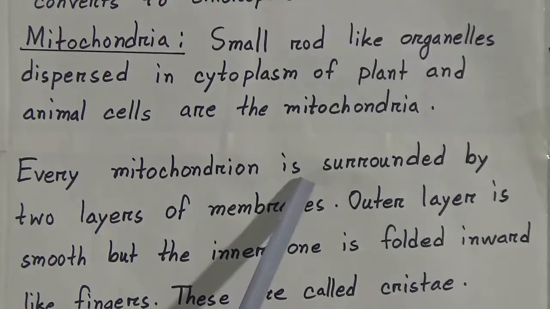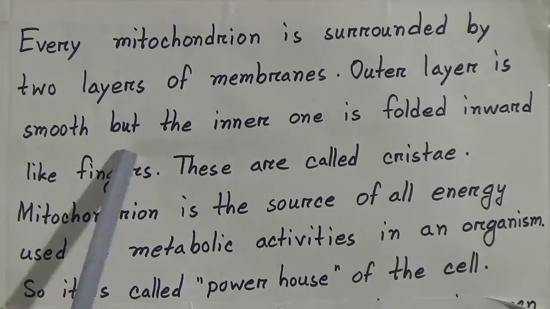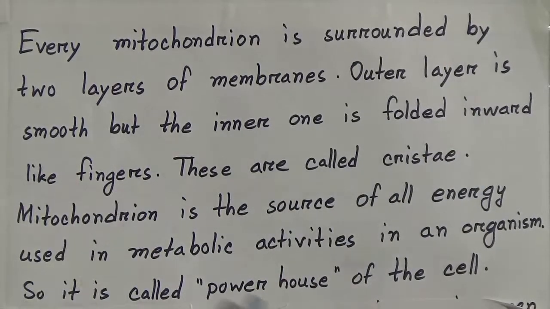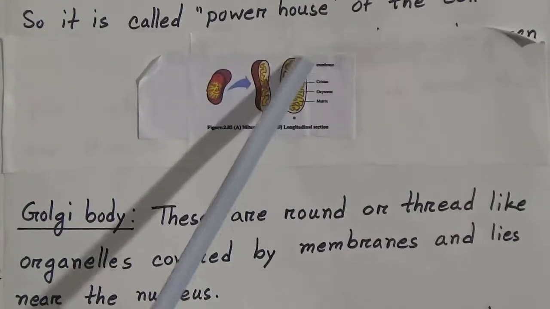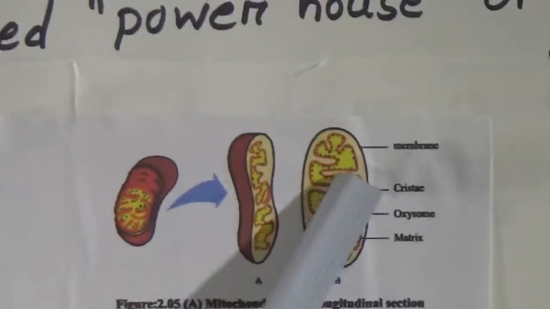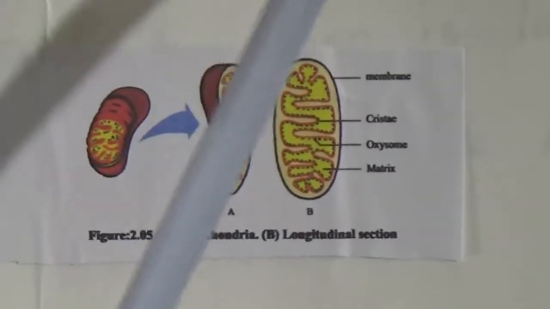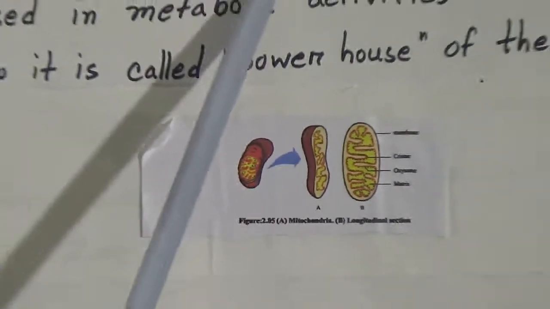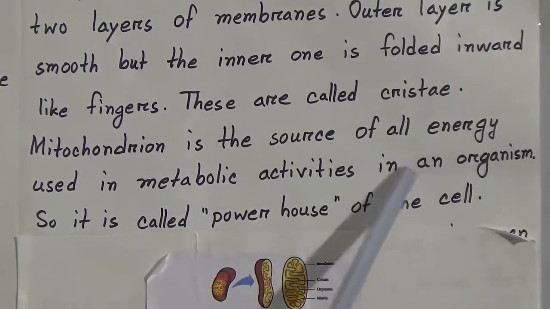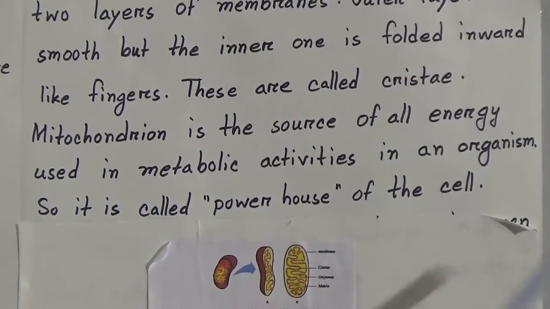Every mitochondrion is surrounded by two layers of membranes. Outer layer is smooth, but the inner one is folded inward like fingers. You can see this picture. You can see outer layer is smooth, but the inner one is folded inward like finger. These are called cristae. Mitochondrion is the source of all energy used in metabolic activities in an organism. So, it is called powerhouse of the cell.